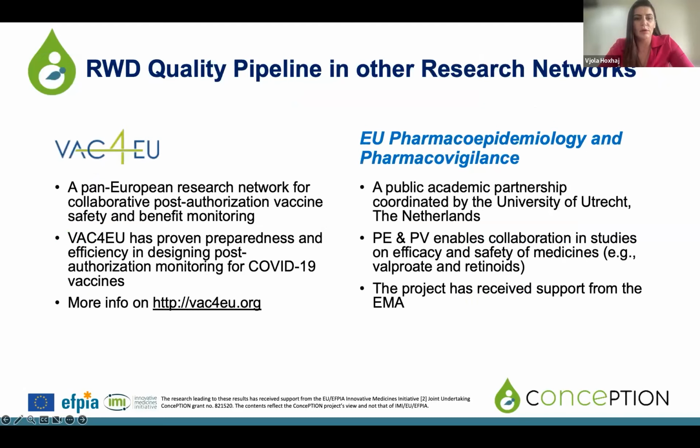The real-world data quality pipeline has been already implemented in other research networks, such as VAC4U and the EU Pharmacoepidemiology and Pharmacovigilance. VAC4U is a pan-European research network for collaborative post-authorization vaccine safety and benefit monitoring. If you want to know more about them, you can use the website shown here. And the EU Pharmacoepidemiology and Pharmacovigilance is a public academic partnership coordinated by the University of Utrecht in the Netherlands and has been receiving support from EMA.